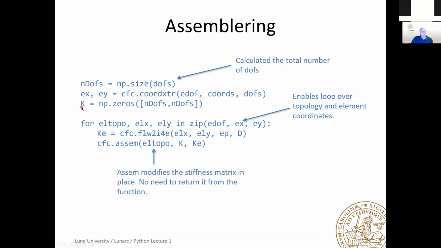And then we create our stiffness matrix like this. And then we do basically what we did in the last lecture here. So we loop over the edof, ex, ey, and then we get the element topology, the element x, element y, and then we assemble our element here into the stiffness matrix. First we calculate the element stiffness matrix Ke, and then we assemble it into the global stiffness matrix.